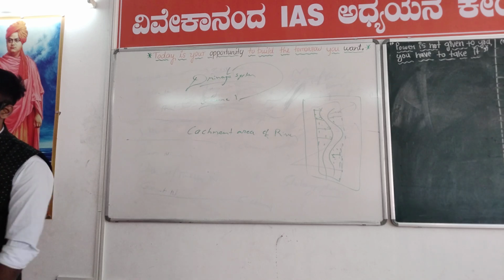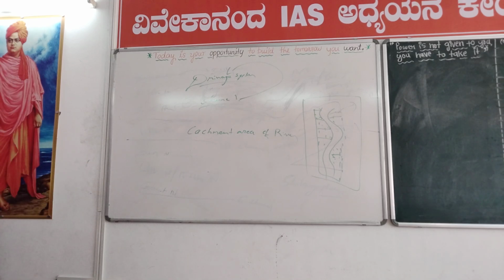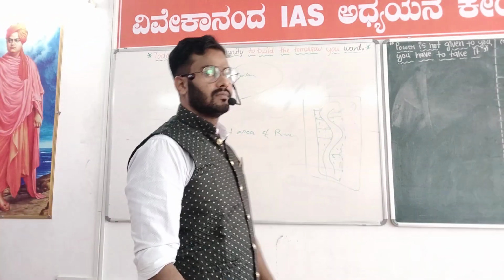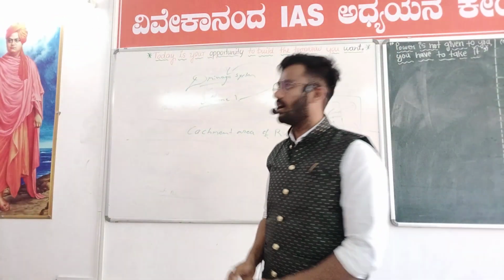What is Oxbow Lake? Yesterday we discussed it, right? Oxbow Lake. Due to meandering of river, water body is separated from the main river. Then that water body itself acts like a lake. Then we call that an Oxbow Lake.